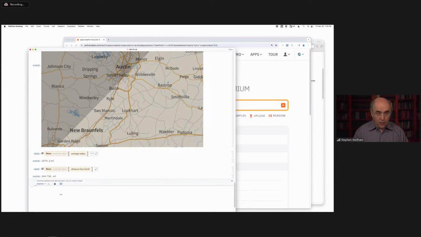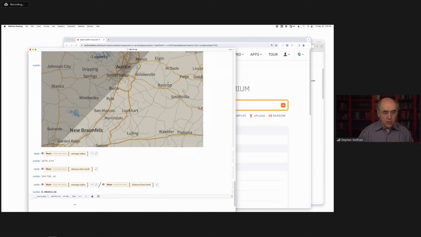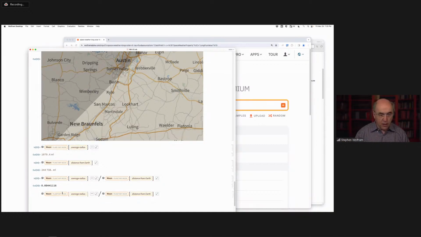And then we can work out, let me just see here how to do this. We have the radius of the sun. Okay, so let's just do this. It's the radius of the moon, the distance from the Earth. So it's the average radius of the moon divided by the distance to the Earth of the moon. Let's do this. And we get a certain result, 0.004, whatever it is.